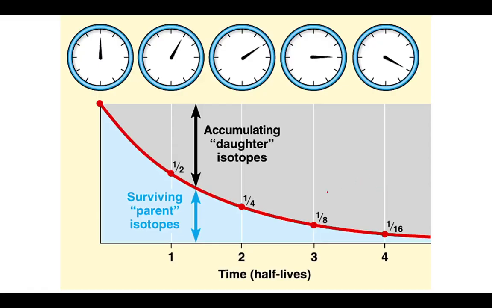To put it into a graph like this, you can see this effect again, where the blue shaded area represents how much of the parent there is, and the gray shaded area represents how much of the daughter there is. You can see that the amount of the daughter isotope steadily increases, whereas the amount of the parent isotope steadily decreases as you move from half-life to half-life to half-life.